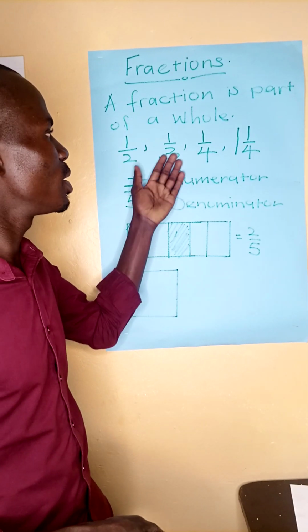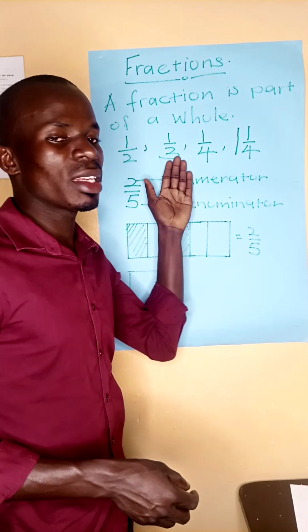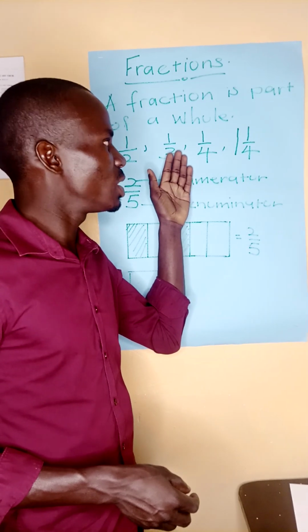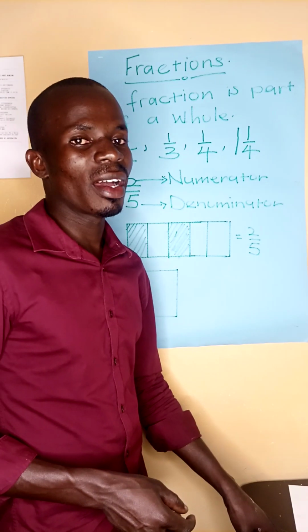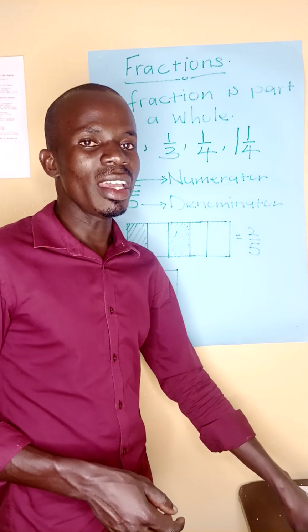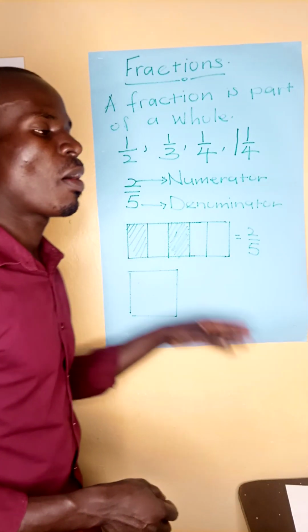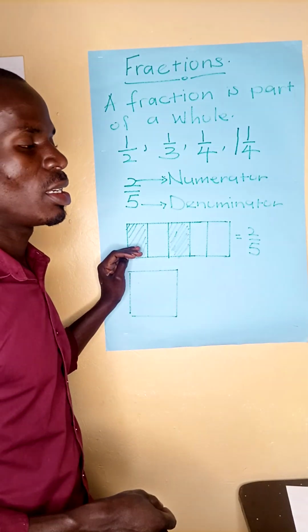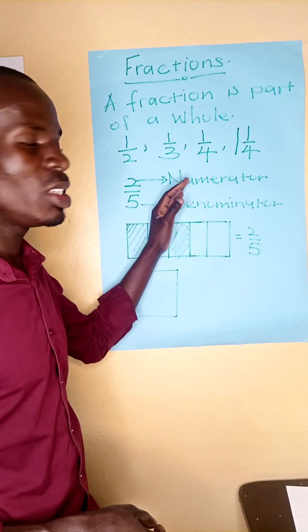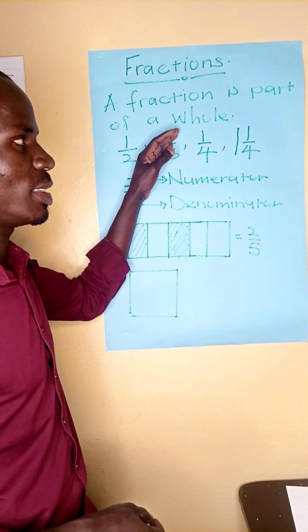Then you also have this second example fraction, a third. A third is got after dividing an object into three equal parts. And one part out of the three parts is what we call a third.